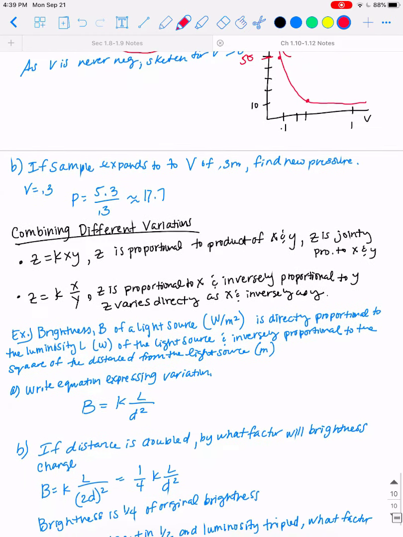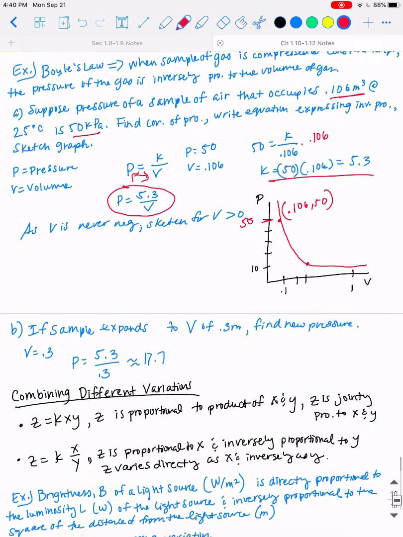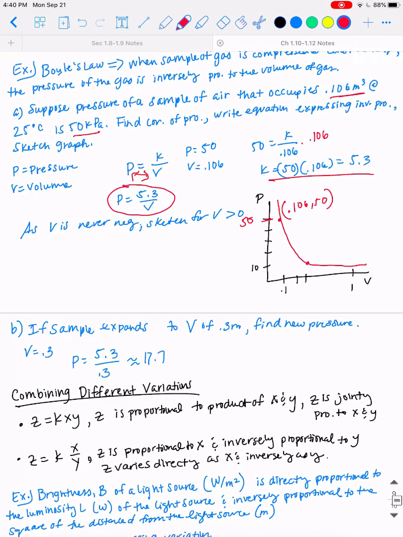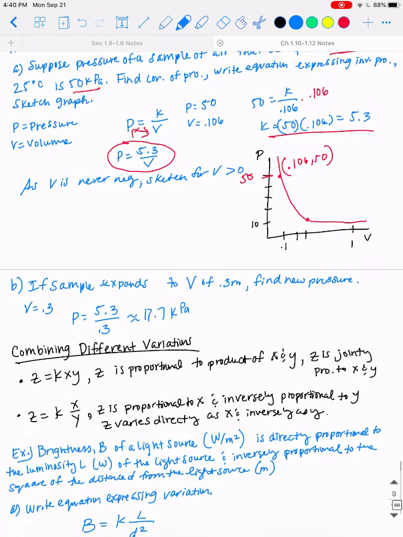Alright, the next part is if a sample expands to a volume of 0.3 meters, find the new pressure. So if V is 0.3, we could just plug that into our equation, and we know 5.3 over 0.3 is approximately 17.7. So our pressure would be 17.7 kPa. That's our pressure units.